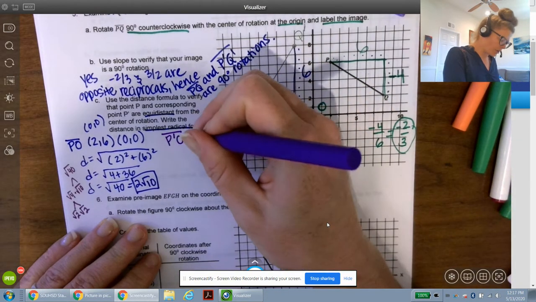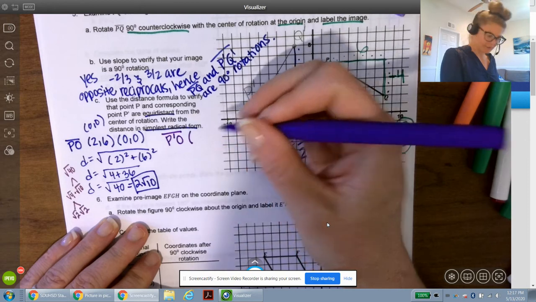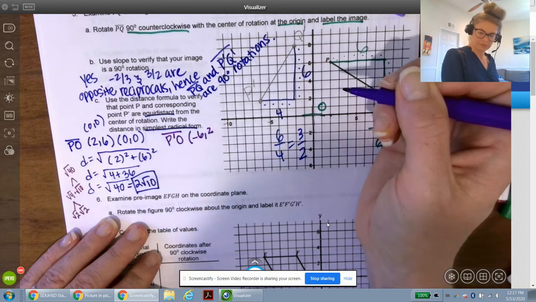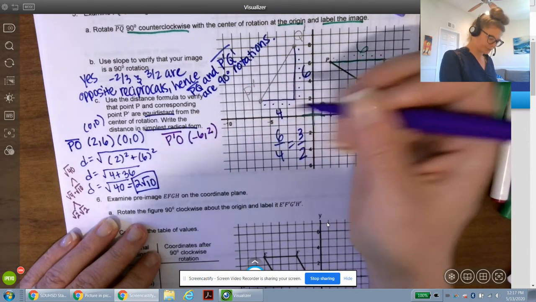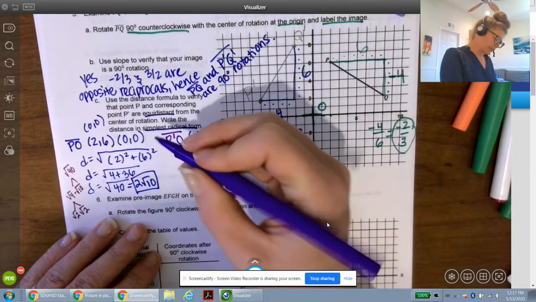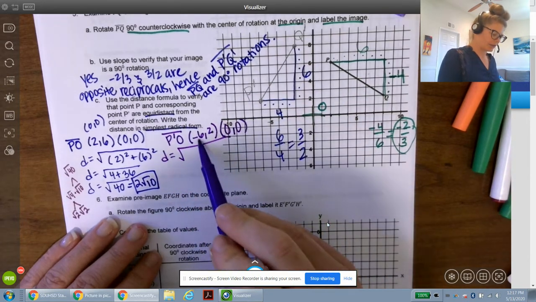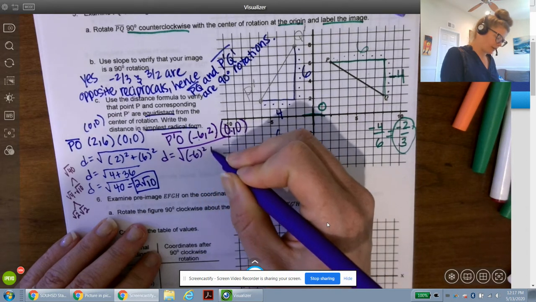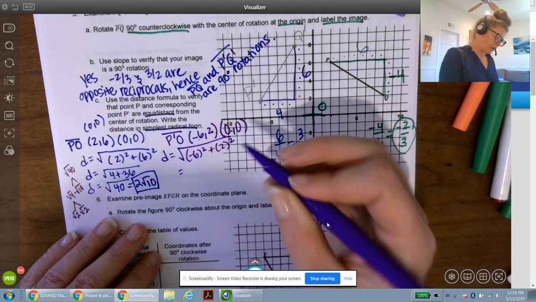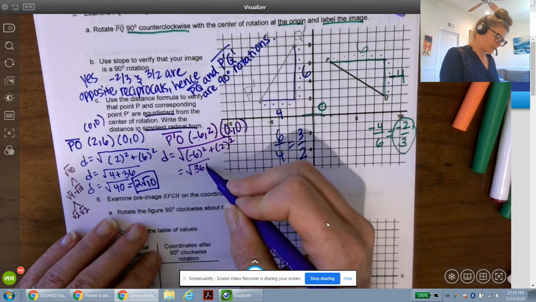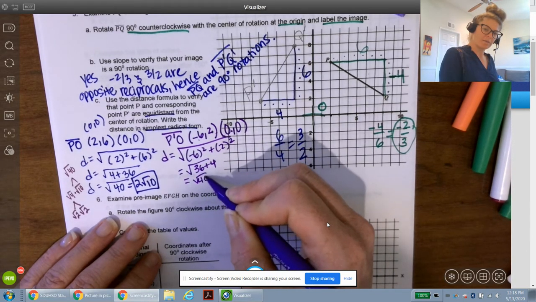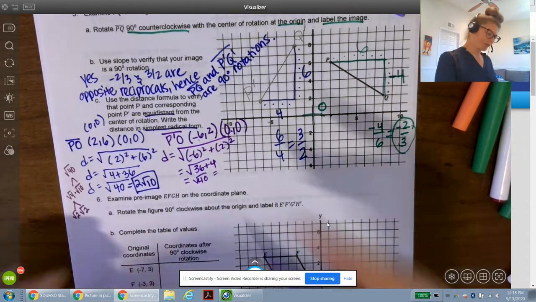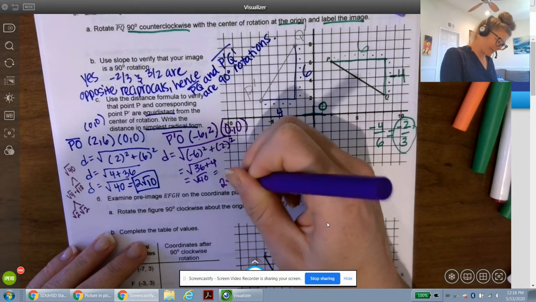So see P'O. So P' is -6, 2. And the origin is 0, 0. So again, our distance is the change in x squared plus the change in y squared. So again, we're going to have -6 squared plus 2 squared. So we're going to have square root of 36 plus 4. A little bit of deja vu here, square root of 40. Is there any perfect square factors that go into 40? Yeah, it's 4. Woo! So we end up with 2 square root 10.